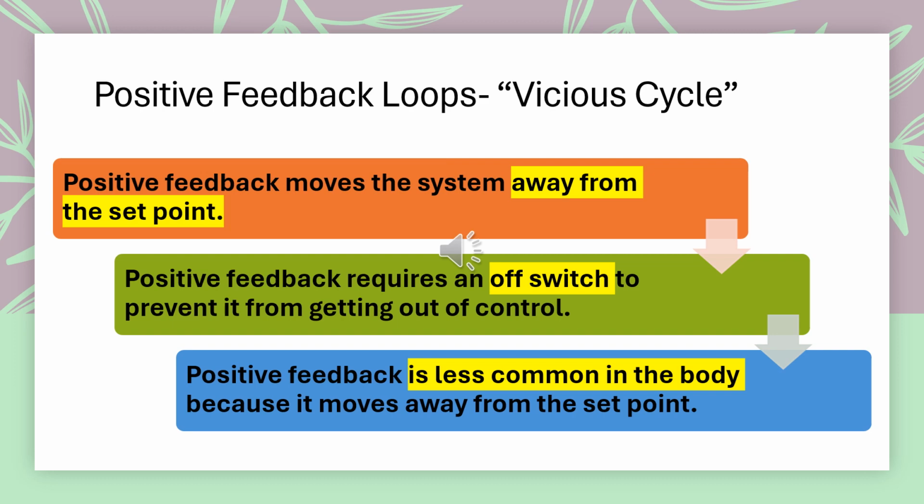A positive feedback loop, or vicious cycle, moves the body away from the set point. In other words, a positive feedback loop is moving your body away from the set point that has been established for homeostasis. Positive feedback requires an off switch to prevent it from going out of control. The positive feedback loop is less common in the body because it moves away from the set point.